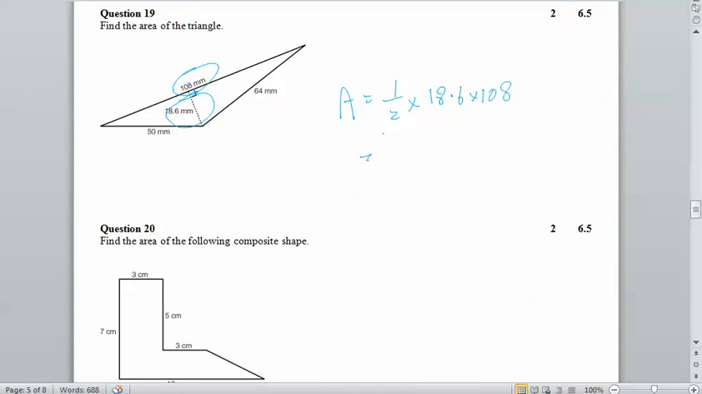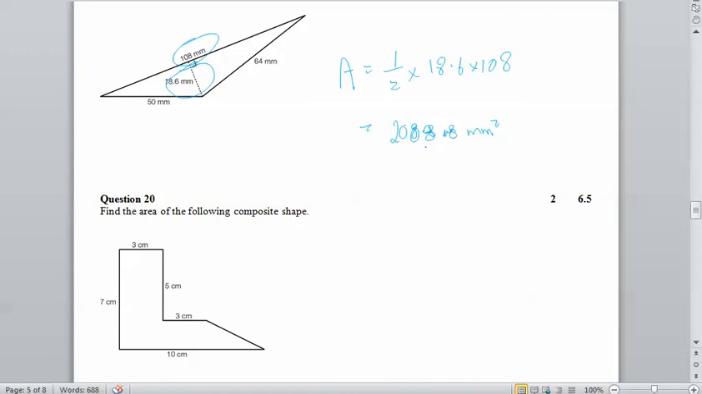What's that? That is 2008.8 millimetres squared. And then you have half of that, which is... oh, it's 2008. So, 1004.4.